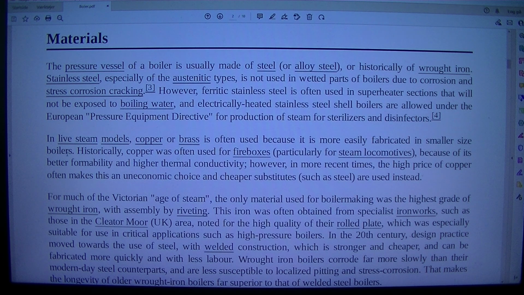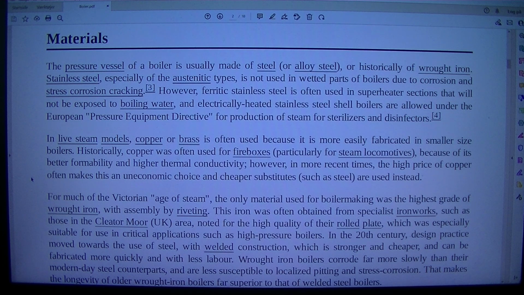In live steam models, copper or brass is often used because it is more easily fabricated in smaller size boilers. Historically, copper was often used for fireboxes, particularly for steam locomotives, because of its better formability and higher thermal conductivity. However, in more recent times, the high price of copper often makes this an uneconomic choice, and cheaper substitutes, such as steel, are used instead.